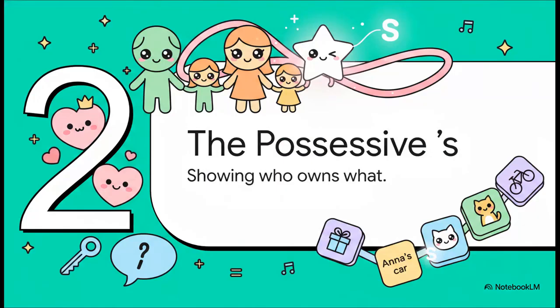Fantastic job! So that was the first way to show who owns what. Now let's get into the second way, which is also super, super common. This is how we show that something belongs to one specific person, just by using their name. And you know what?